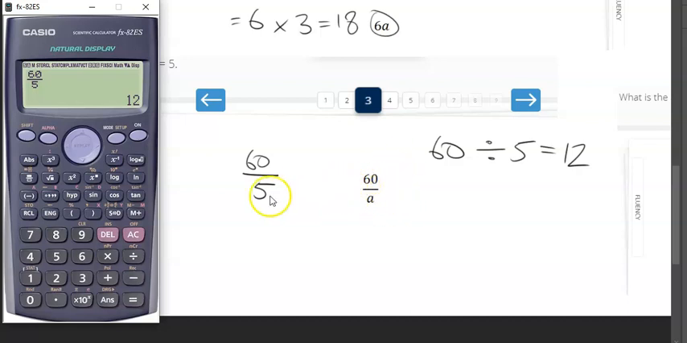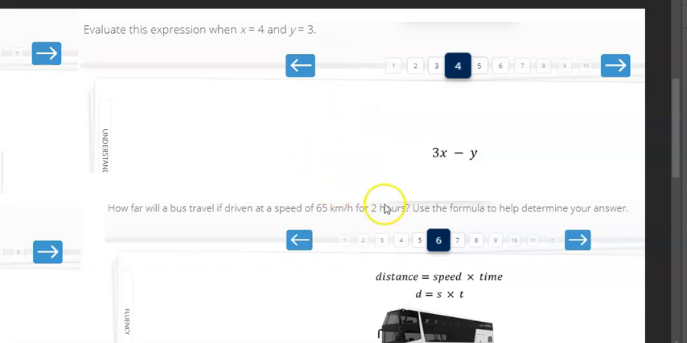Hopefully by now you are getting the aspect of how substitution works. We are substituting a certain letter with a number that has been provided within the question. In this case here, 3x minus y, we're going to evaluate this if x is to be equal to 4 and y is to be equal to 3. So anywhere we see an x, we're just going to replace it, in this case, with a 4, but remember it is 3 times 4.